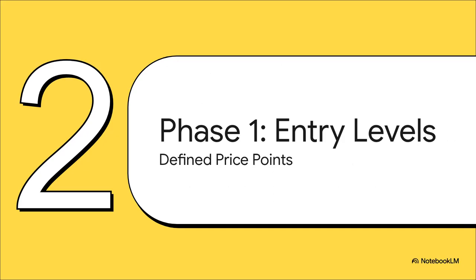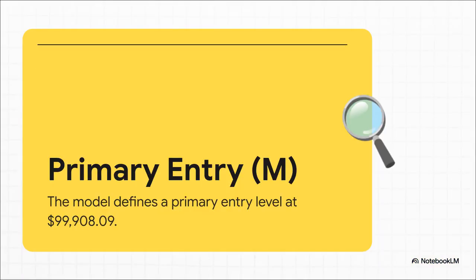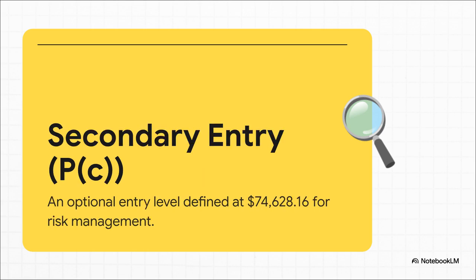Okay, so we've got the big picture. Now let's zero in on Phase 1 and talk about the specific entry levels the model has defined. The first key level is the primary entry. It's marked as M on that chart we just saw, and the model defines it at a very precise price, $99,908.09.